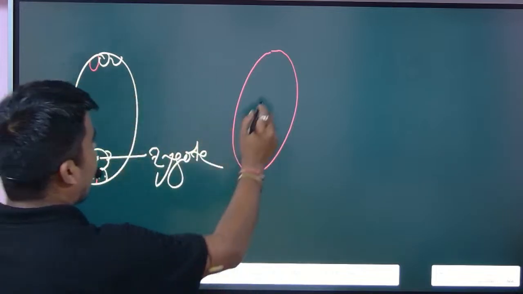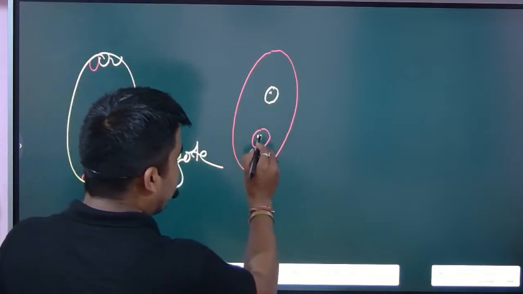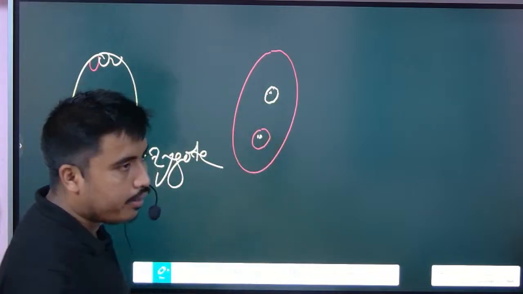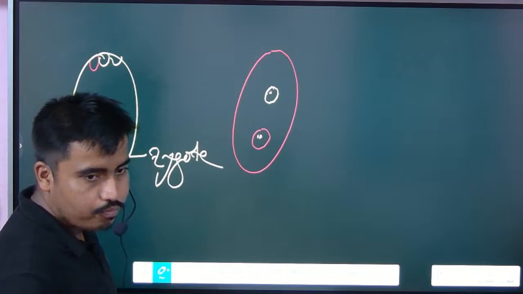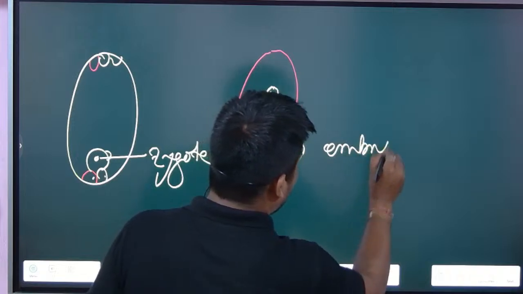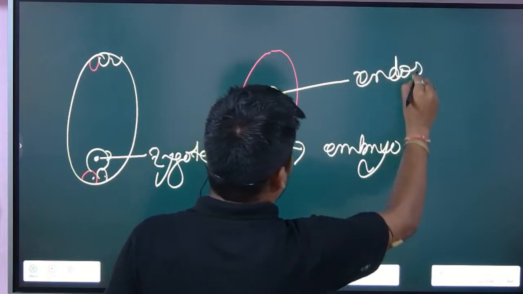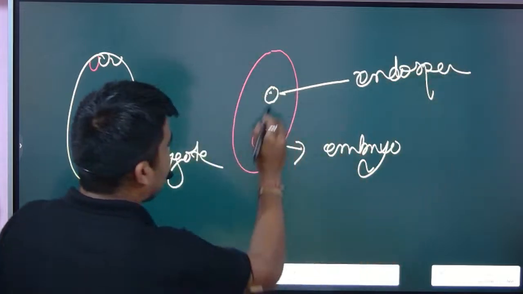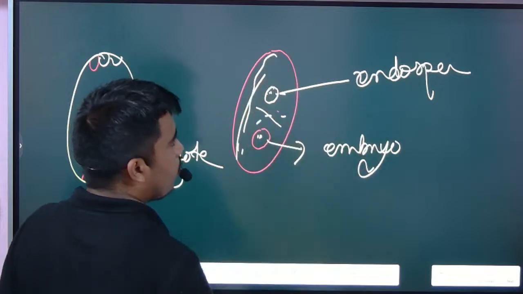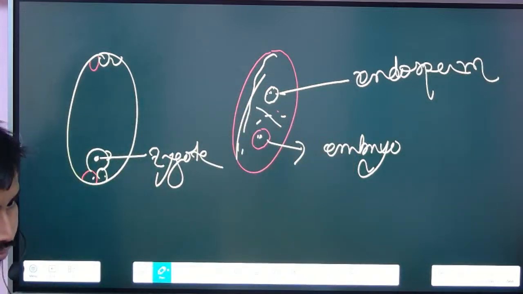And the pollen will form another cell. So only this zygote will form the embryo, whereas this polar nuclei will create endosperm. It will create embryo, it will create endosperm. This nucleus and the cytoplasm will create endosperm. That is why the volume of endosperm is larger than the embryo. Okay.